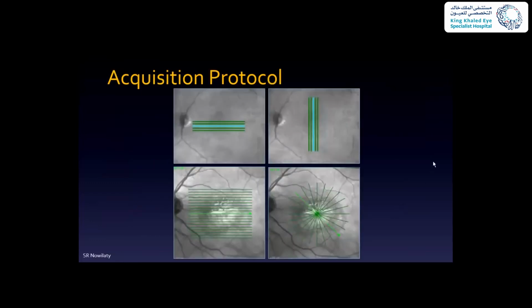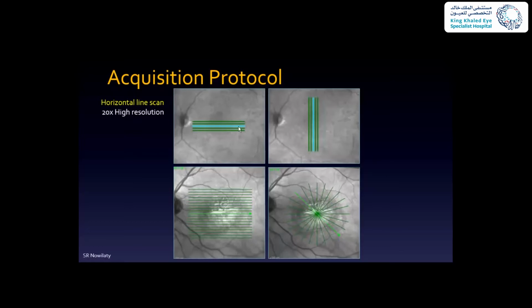Okay, so how do we acquire the OCT? Now, just like with photos, autofluorescence and fluorescein angiography, if you don't do the acquisition according to a standard protocol, then you don't know what you're interpreting, right? So you have to have a specific protocol, so that you can have a basis for interpretation. The acquisition protocol will first, we do what we call a horizontal line scan. This is the line scan. This is what it's called.